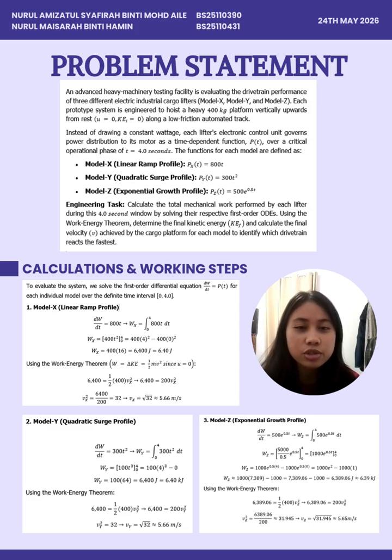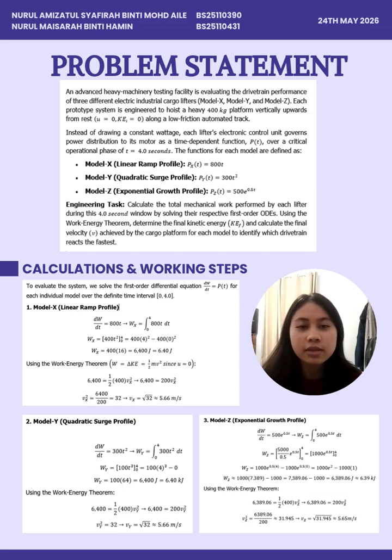Each machine pushes out power differently over those 4 seconds. Model X equals 800t. Model Y kicks in with a fast surge, 300t squared. Model Z grows exponentially, equal to 500 e to the power 0.5t. Our job was to integrate this power function, find the total work done, and see which machine got the platform moving the fastest.